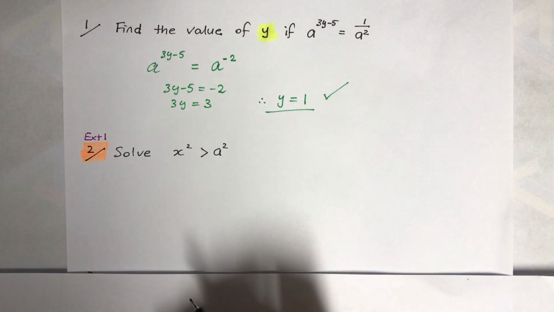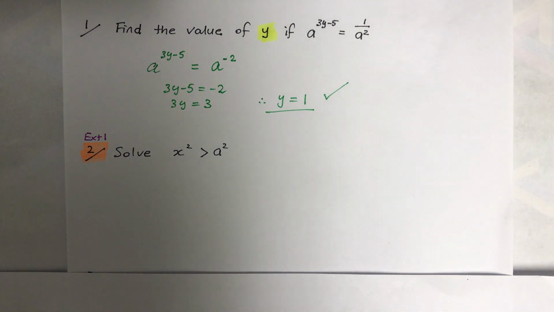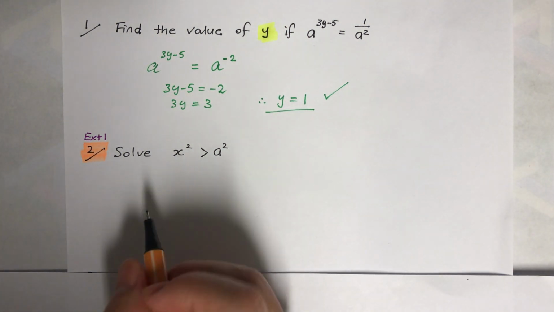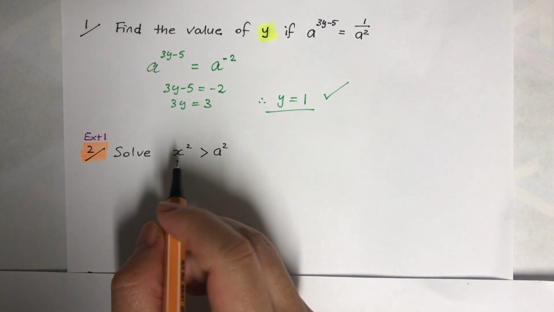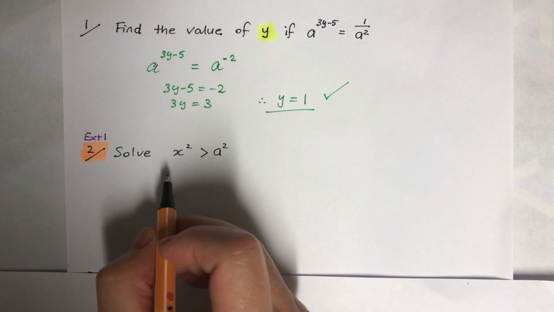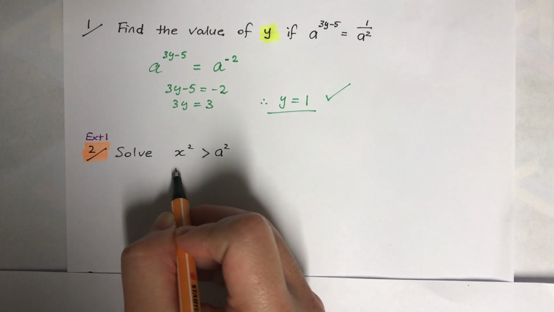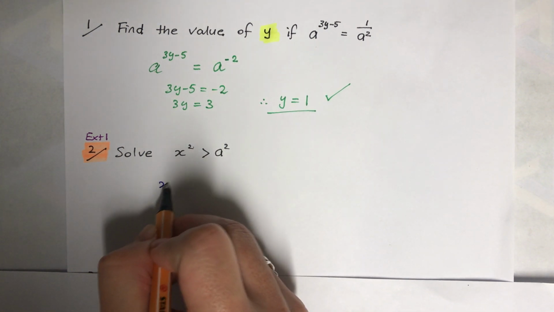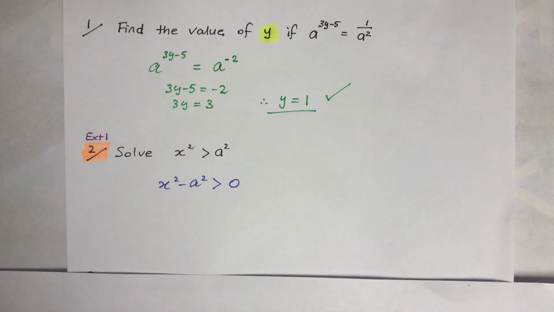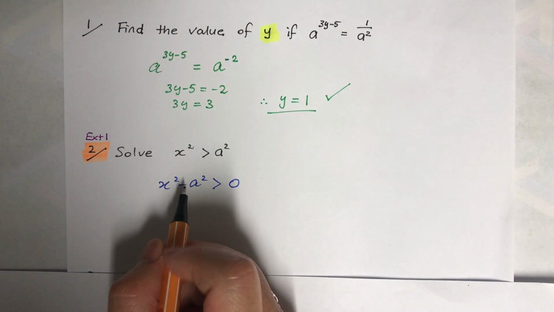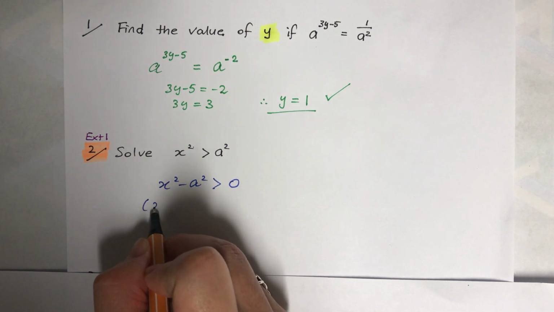Okay, question 2 is the extension question, but it's okay for advanced people to have a look at it and just have a guess and see whether you could do this question. So let's have a look. I'm going to move this one to the other side. There you go. And that looks like a difference of 2 squares, doesn't it? So I'm going to go like that.